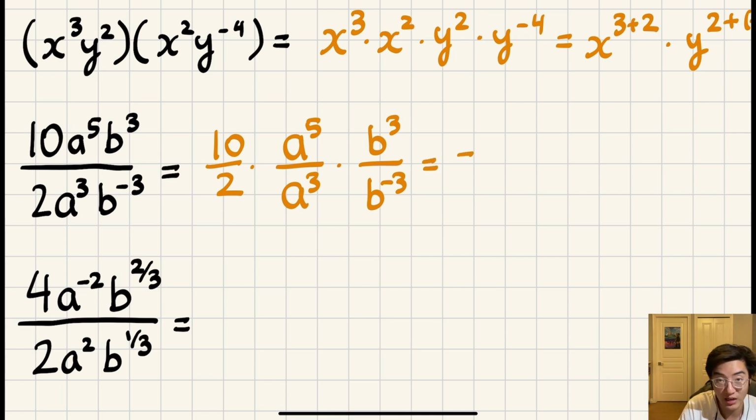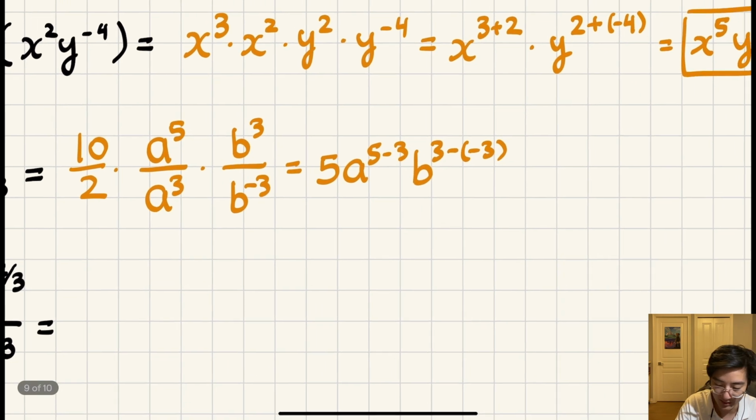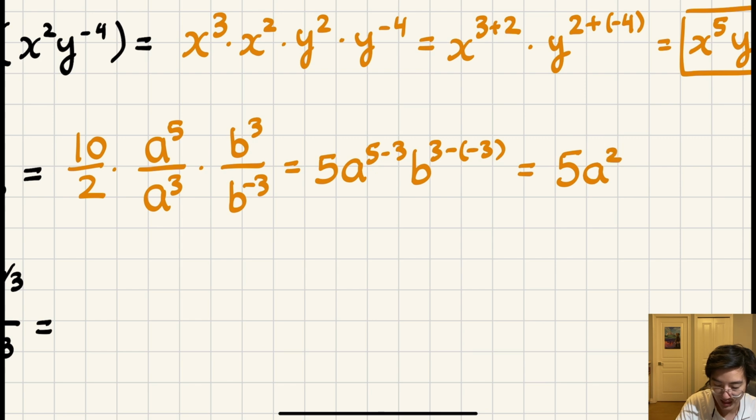10 divided by 2 gets us 5. Okay? A to the power of 5 over a to the power of 3. All we're doing here is saying a to the power of 5 minus 3. Right? And then with b here, similarly, we have 3 minus negative 3. This will get us 5 and a to the power of 2 and b to the power of 6.